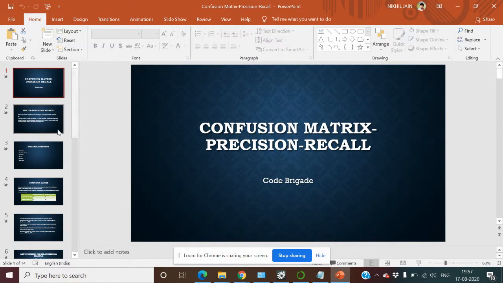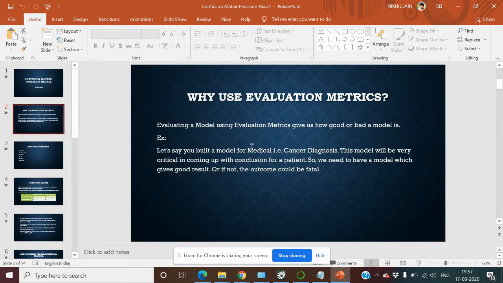So let's start with why we use evaluation metrics. We use evaluation metrics to understand how good or bad your model is. Let's just say we have built a model, and we don't know how good or bad it is. So we use these metrics, which visualize the accuracy or the quality of the model that we have created.